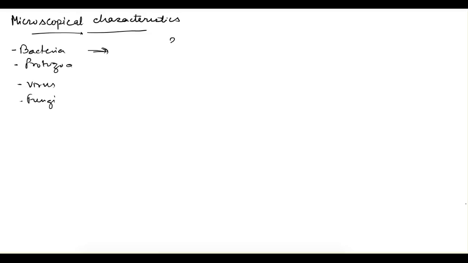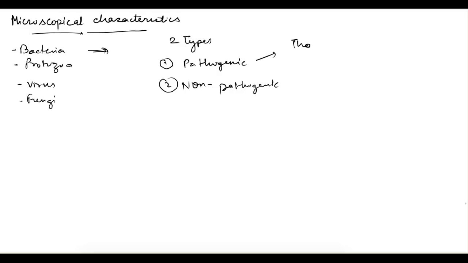Bacteria are of two types, the first one is the pathogenic bacteria and the second one is non-pathogenic bacteria, or non-pathogens. It simply means that pathogenic bacteria are the bacteria that cause diseases, and these diseases are very fatal, such as cholera or typhoid, etc. And non-pathogenic bacteria are bacteria that do not cause any disease. It means that they are not harmful to health.